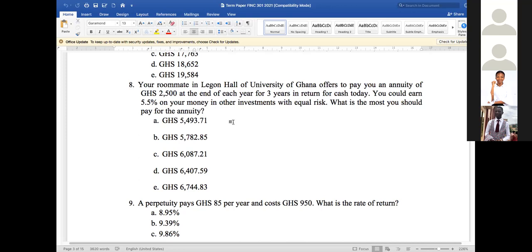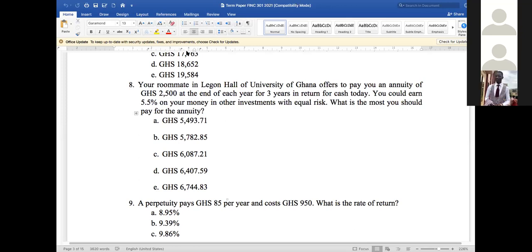Then you ask yourself, what does this 2,500 represent? Is it a cash flow? Yes. Okay. So anytime I ask you what it represents, just tell me which variable in the formula it represents. That's all. If it is R, if it is N, if it is C, you tell me it is C. Are you getting the point? Okay. Now it said 2,500 at the end of each year. At the end of each year, which type of annuity is that? Ordinary annuity.